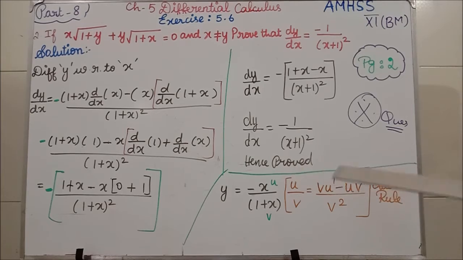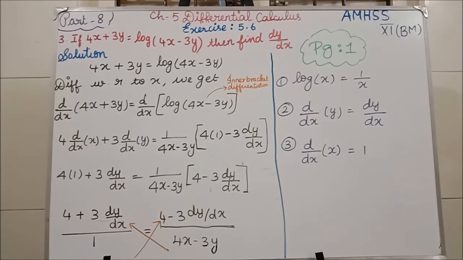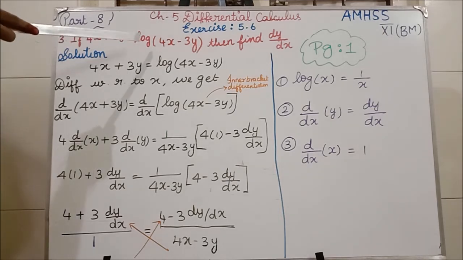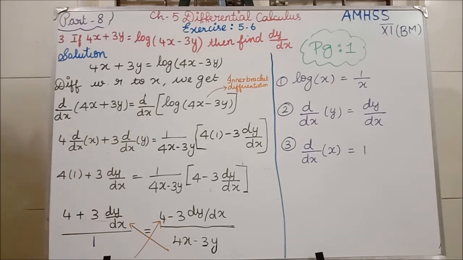Clear, students? All of you are clear on the second question? Okay, next we'll do the third question. This is in exercise 5.6, third question, which is the last question. If 4x plus 3y is equal to log of (4x minus 3y), then find dy by dx.